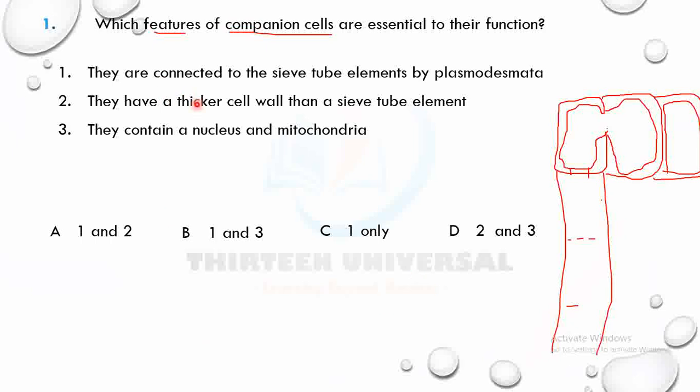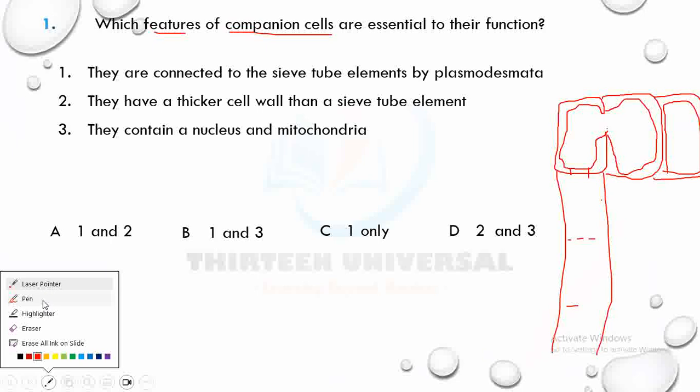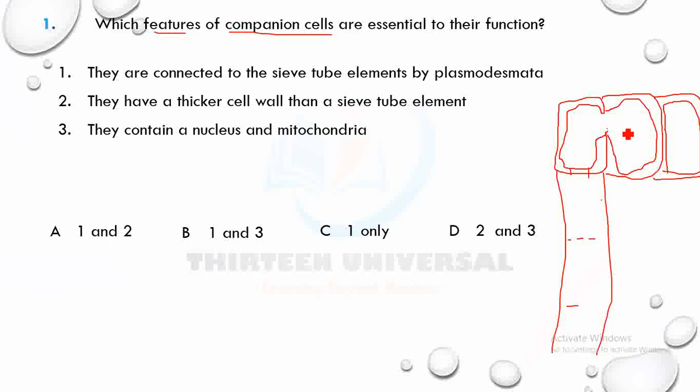Number two says they have a thicker cell wall than a sieve tube element. We're looking at something that is essential, and the thickness of the cell wall is not essential for their function. Number three says they contain nucleus and mitochondria. Yes, they contain a nucleus. Somebody should ask why. They contain a nucleus because they need to make transport protein, like the hydrogen ion pump, which pumps hydrogen ions from the cytoplasm to the cell wall.